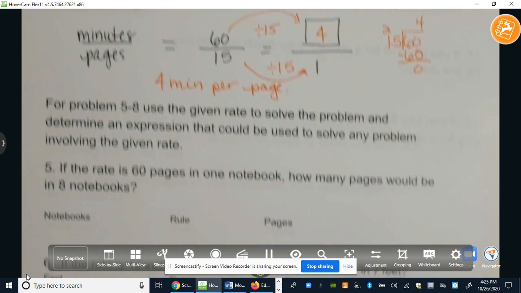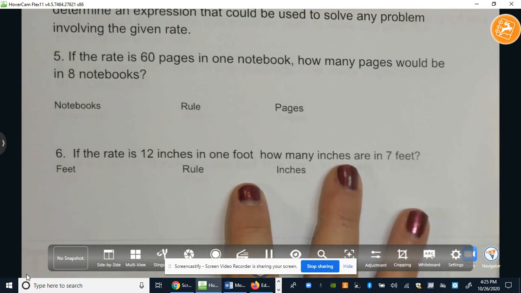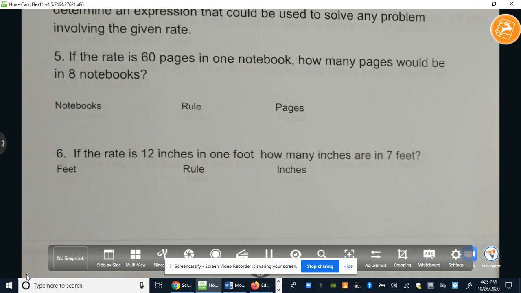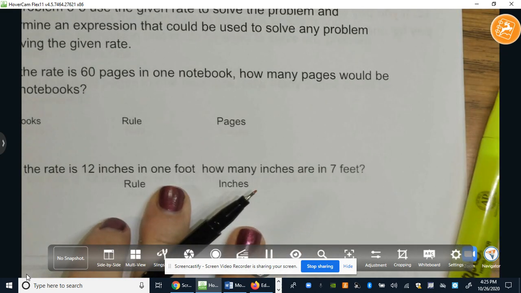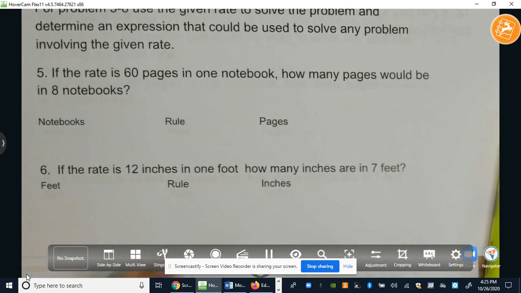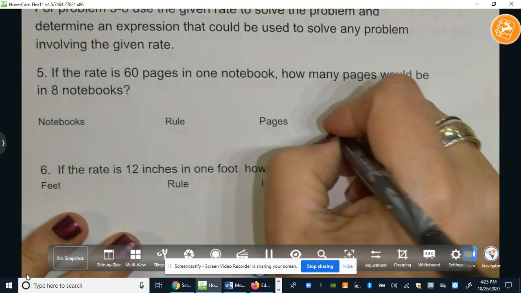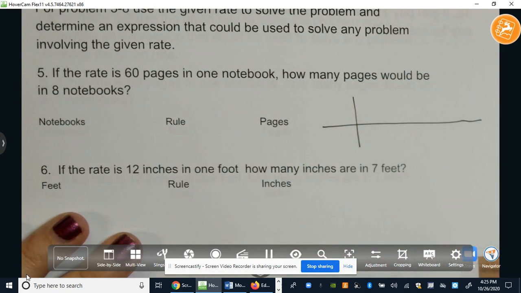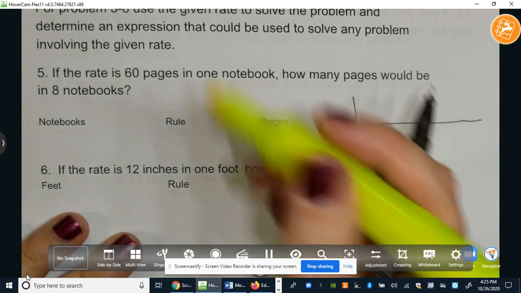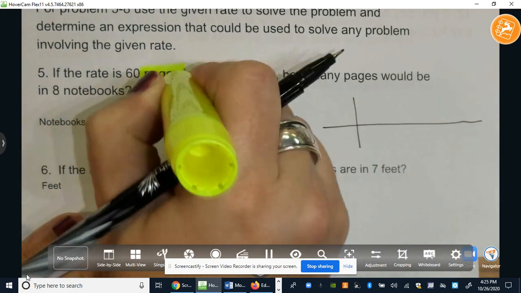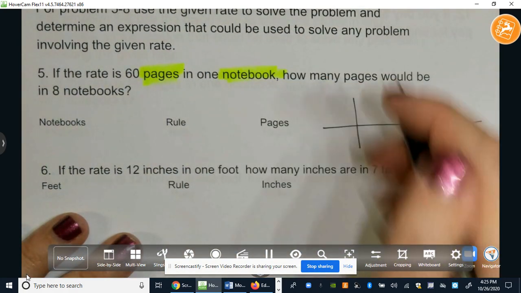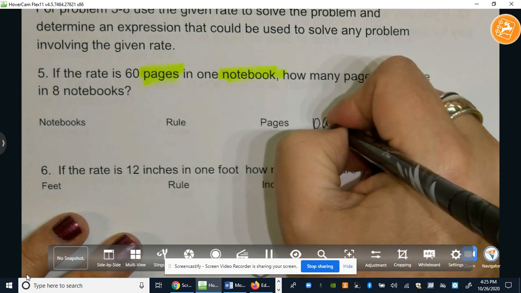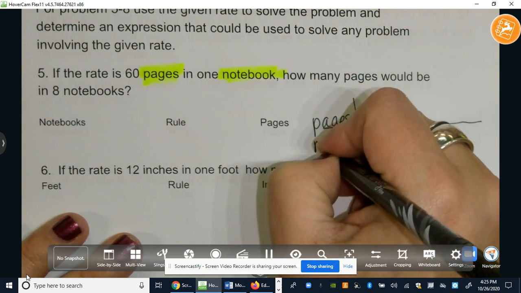All right, let's look at number 5 here. If the rate is 60 pages in one notebook, how many pages would be in 8 notebooks? So I'm going to come over here and I'm going to make my table. Draw a line here, there's my table. So what am I comparing? Oh, I'm talking about pages and notebooks. So we have pages and notebooks.